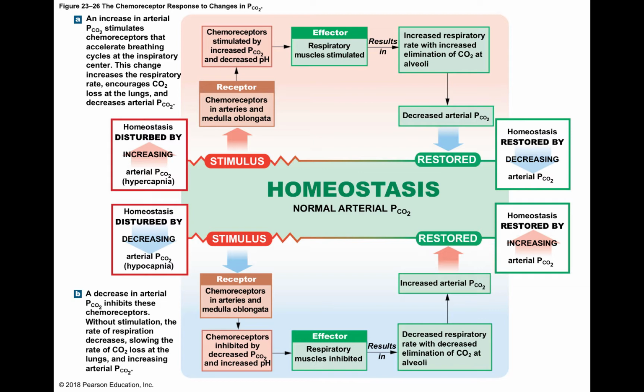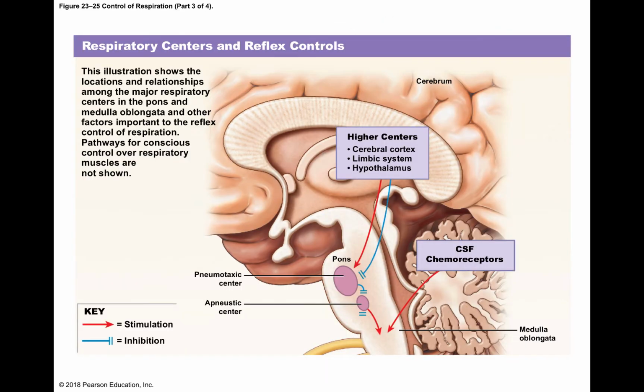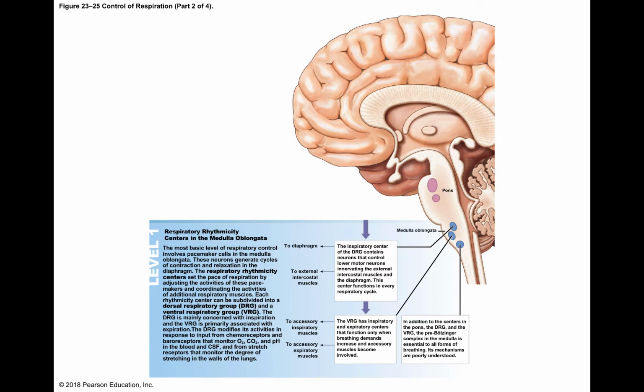I should mention this. How do those areas know? Moving around this area is the cerebral spinal fluid, and in that cerebral spinal fluid you're going to have oxygen and carbon dioxide content. There are chemoreceptors that sense the level of carbon dioxide, and they're the ones that are going to activate those different groups. And really, it's the carbon dioxide.